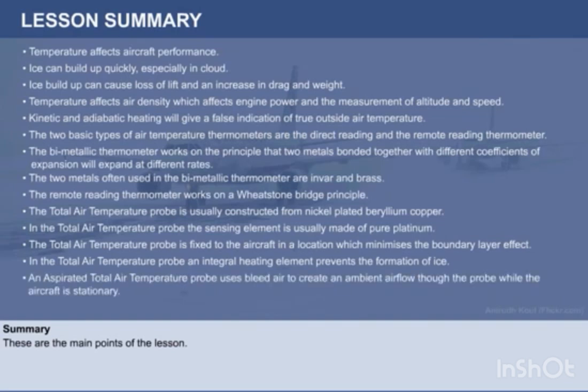An aspirated total air temperature probe uses bleed air to create an ambient airflow through the probe while the aircraft is stationary. Air temperature gauges are subject to instrument error, environmental error and heating error.